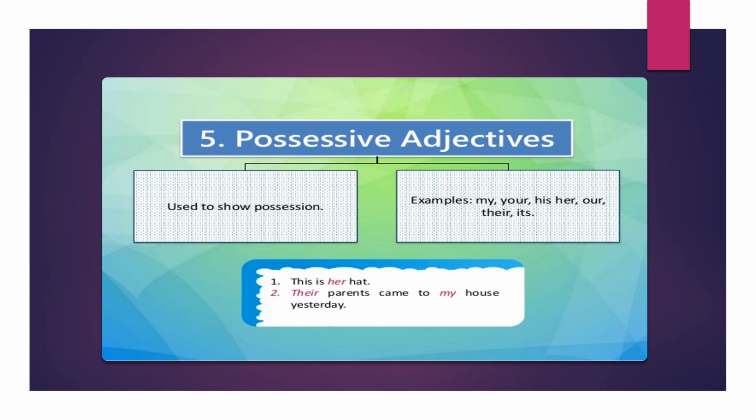Where did they come? They came to my house. So whose house was it? My house. I own this. This is my possession. Therefore, such particular words that tell you about the possession of something or somebody are known as possessive adjectives.